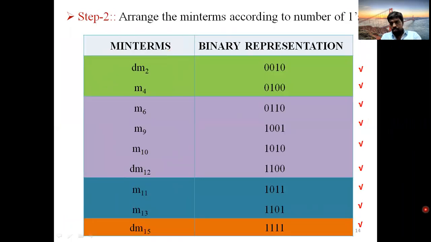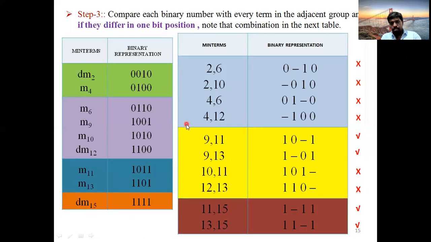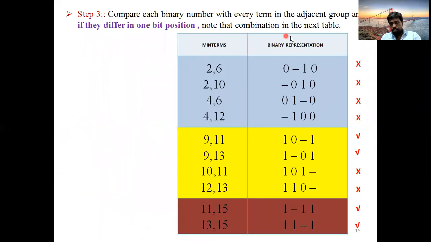See, in this previous step, we have put tick marks on all of these. Why? Because all of them are involved in step number 3. Then you can erase this step. So this will be the final table of step number 3.